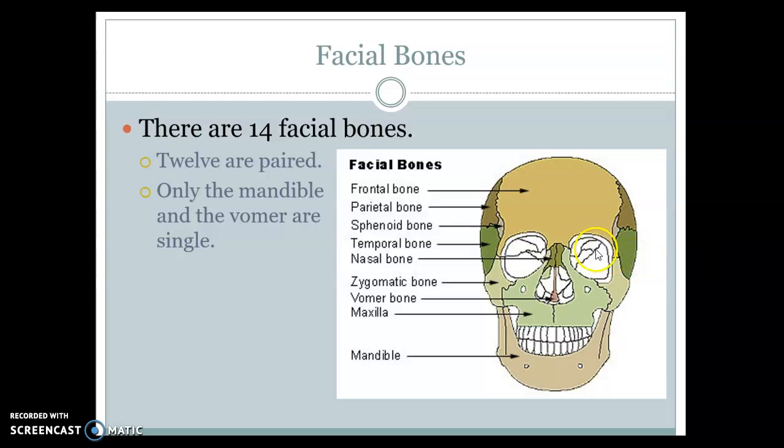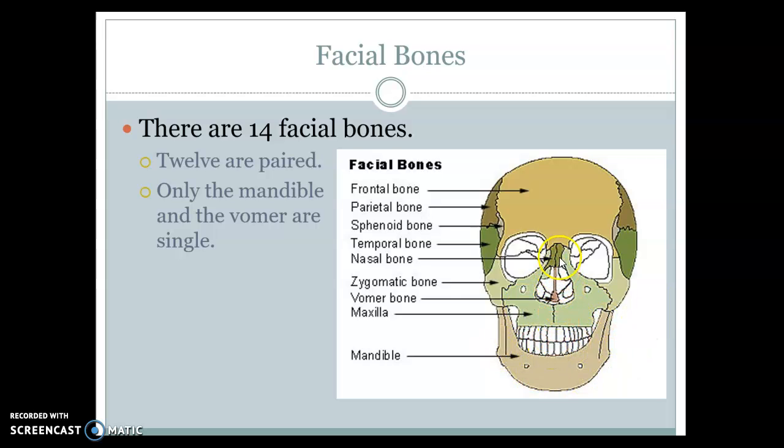And the nasal bone is in the front, right where your nose comes off. Your nose itself is not a bone, but it does have a bone up top that connects to the skull. Zygomatic bones here, you would consider those your cheekbones, which are just under your eyes there. The maxilla is the top of your jaw. Mandible is the bottom of your jaw.